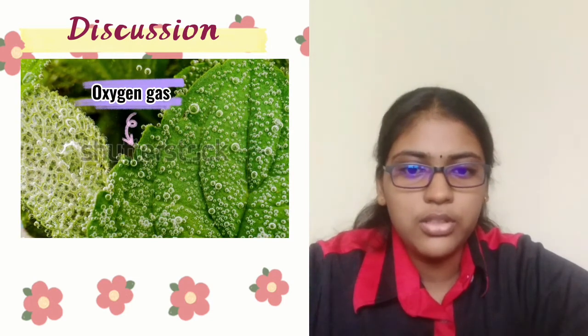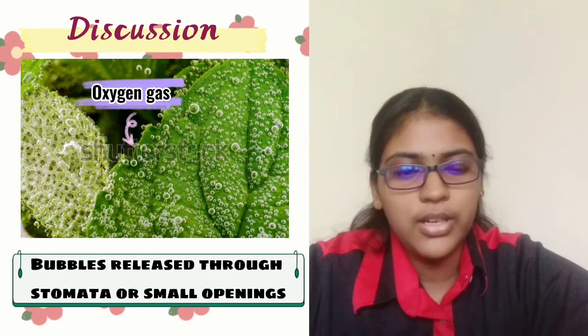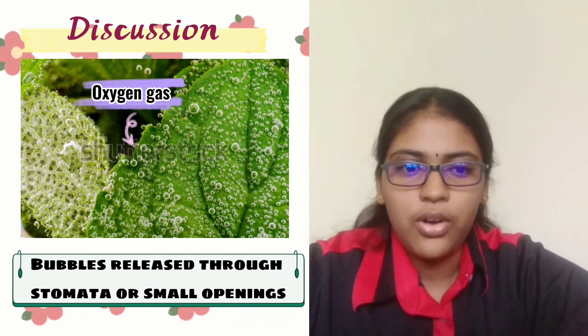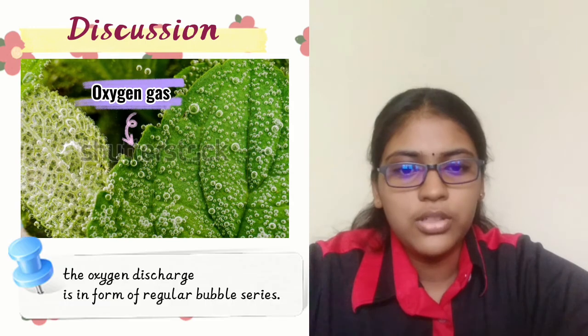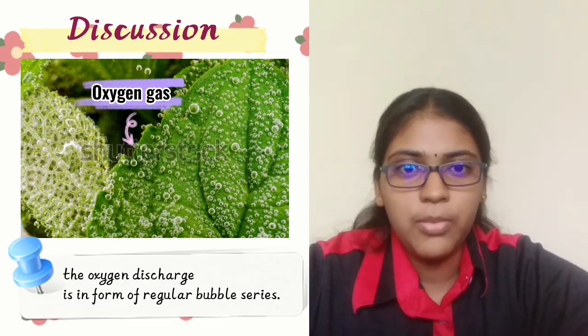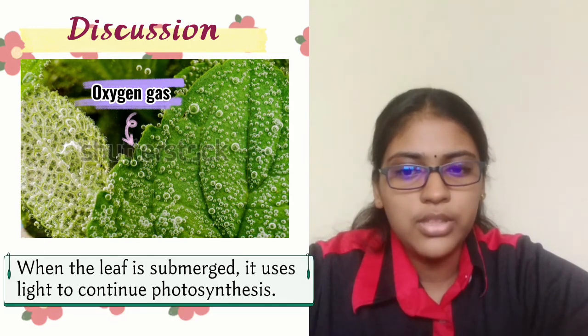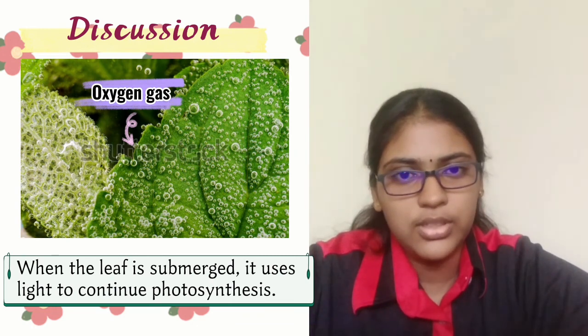In photosynthesis of submerged water plants, oxygen emission occurs in the form of bubbles which are released from the stomata or the small openings caused by injuries. Usually, the oxygen is discharged in the form of a regular series of bubbles. When the leaf is submerged, it is using the light to continue the process of photosynthesis.